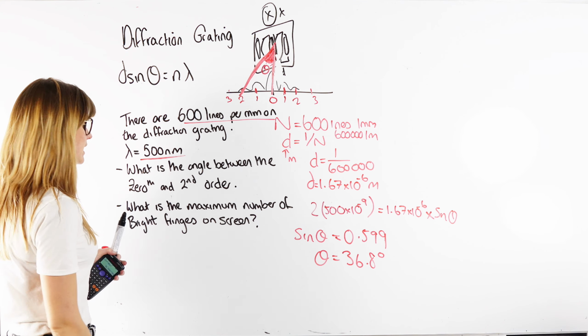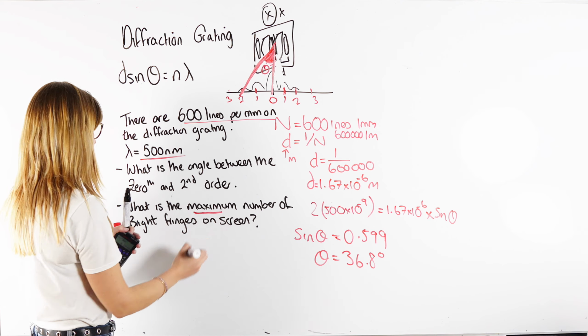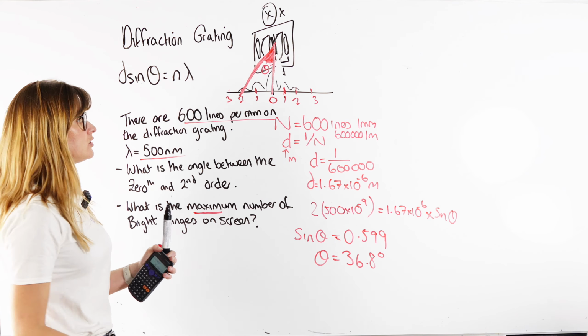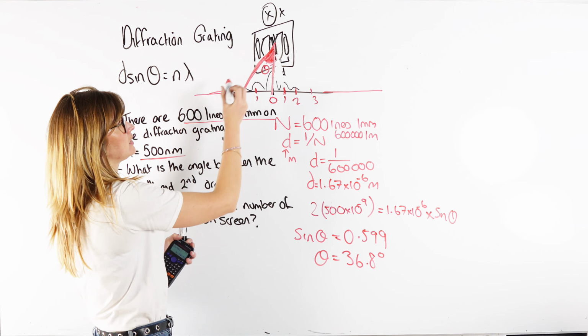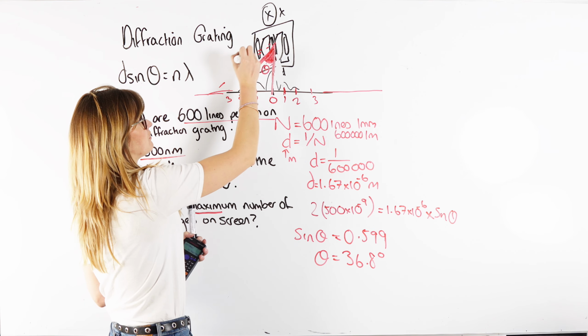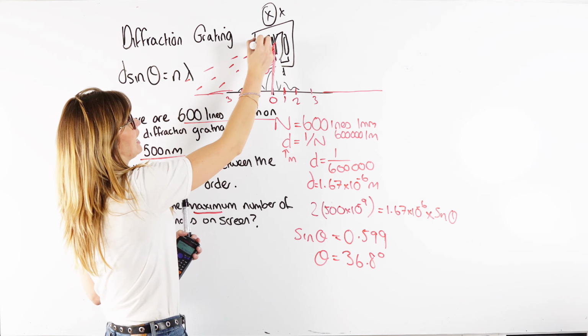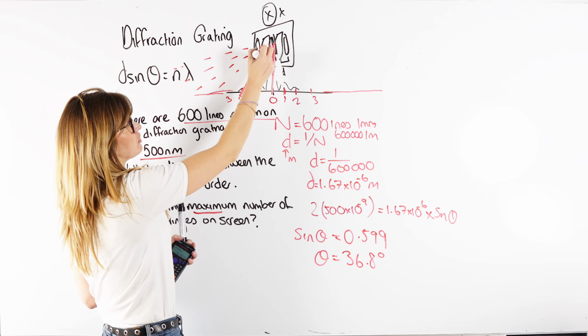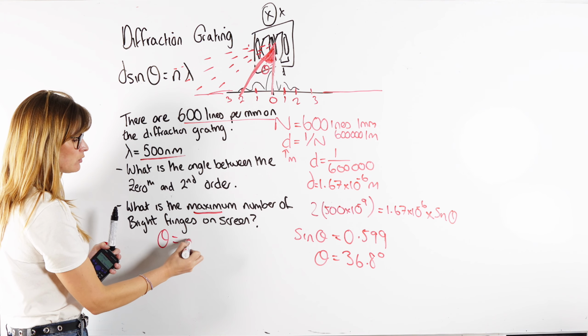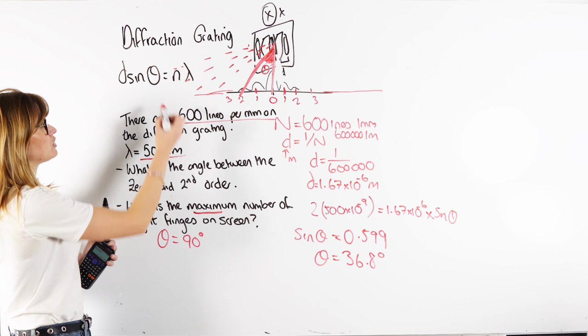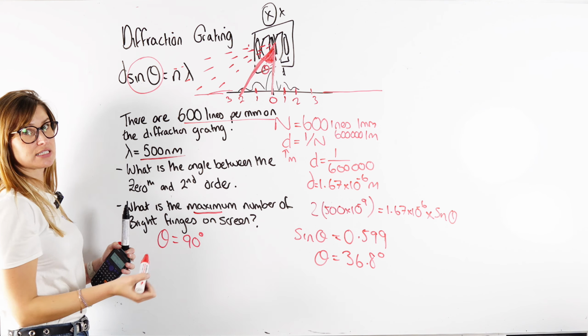Okay, next question said, what is the maximum number of fringes on the screen? Okay, so I want to see how many of these bright fringes I can get on the screen, and hopefully you're seeing that angle of theta is increasing, increasing, increasing. So the maximum is going to be when theta is equal to 90 degrees.